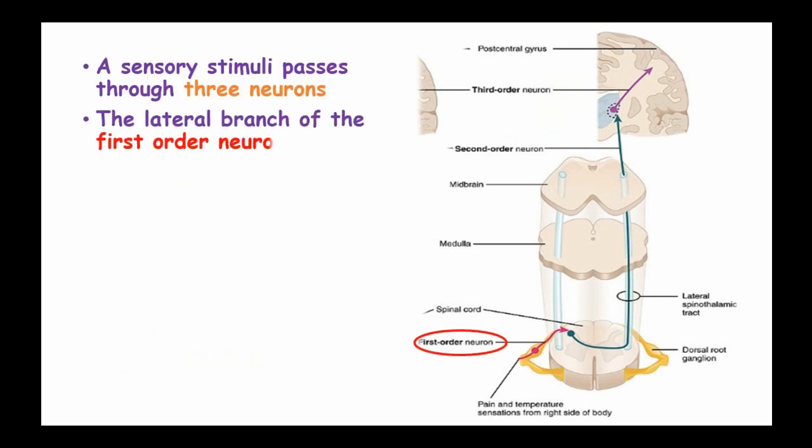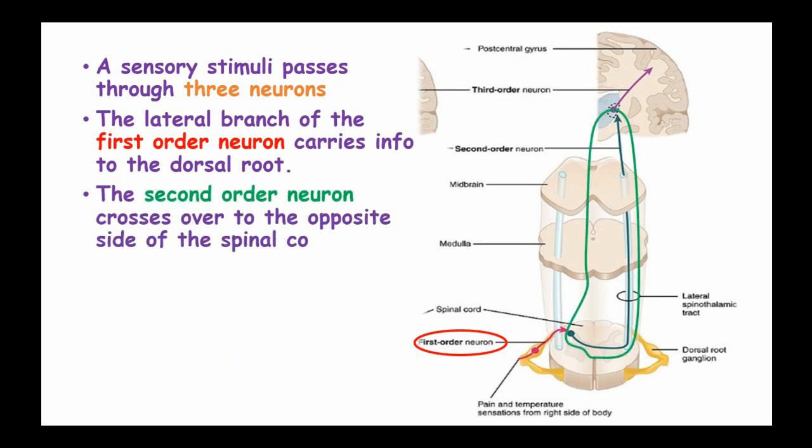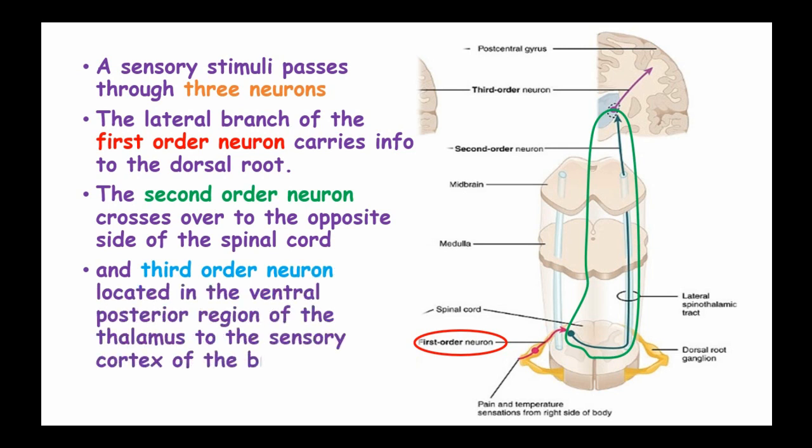A sensory stimulus passes through three neurons, that is, the lateral branch of the first order neuron, which carries the information to the dorsal root of the spinal cord, and then synapses with the second order neuron, which crosses to the opposite side of the spinal cord and travels to the brain, where it synapses with the third order neuron located in the ventral-posterior region of the thalamus, which then transfers the information to the postcentral gyrus for it to be interpreted.